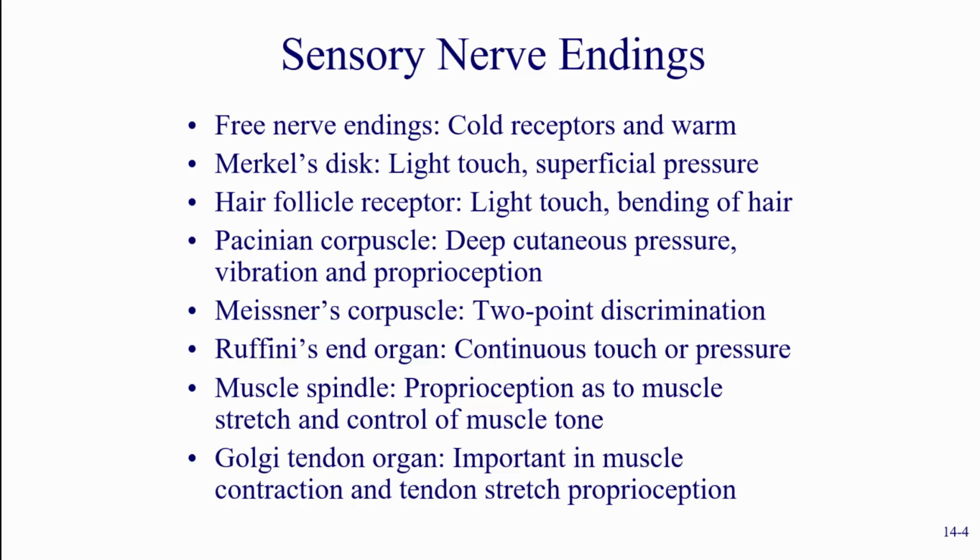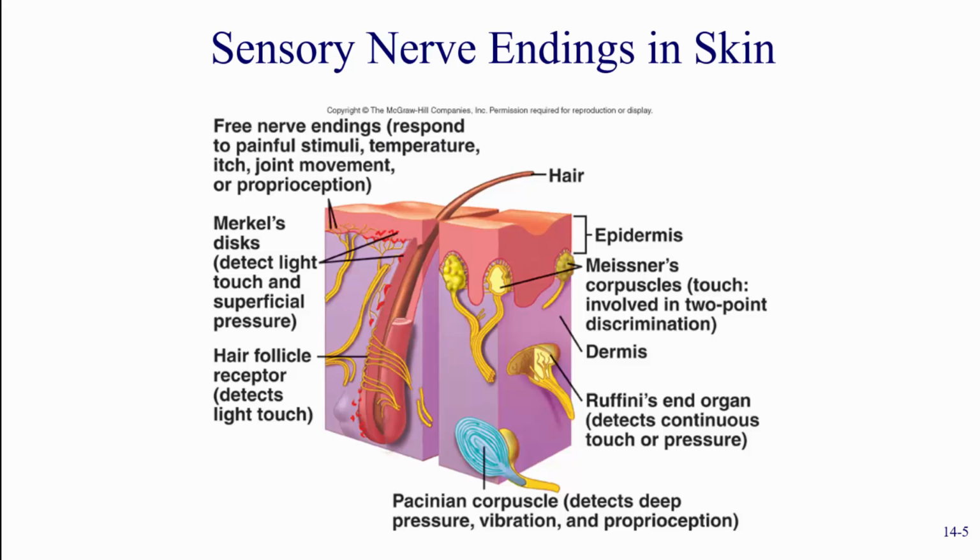And then we have sensory nerve endings. And I'm just going to go to the picture for a second here. What we have here are free nerve endings, which respond to painful stimuli, temperature, itch, joint movement, or proprioception. And then we have the Merkel's discs, which detect light touch and superficial pressure. Notice how these are right up in the epidermis.